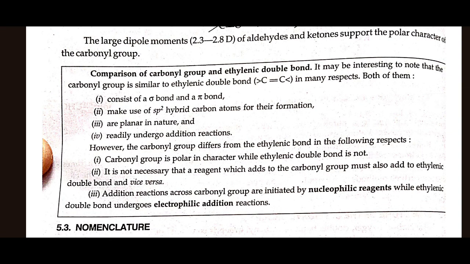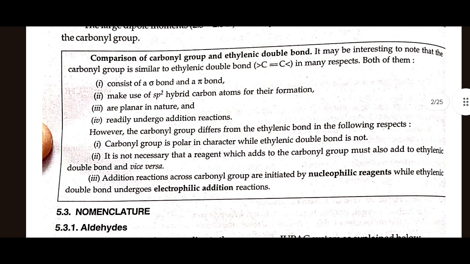Comparison of the carbonyl group and the ethylenic double bond. It may be interesting to note that the carbonyl group is similar to the ethylenic double bond in many respects. Both of them consist of a sigma bond and a pi bond, make use of sp2 hybrid carbon for their formation, are planar in nature, and readily undergo addition reactions.